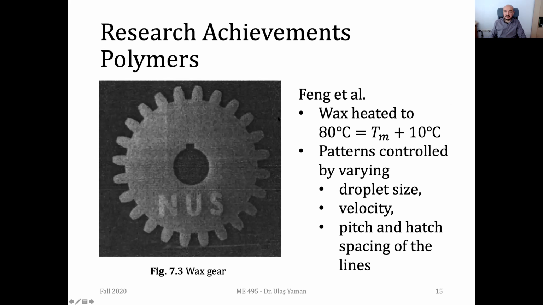Another issue I forgot to mention is the temperature. You should heat this wax to a temperature higher than the melting point, so that it will be easier to generate drops out of this wax material.